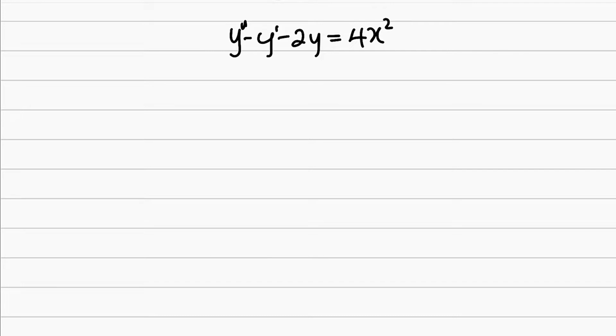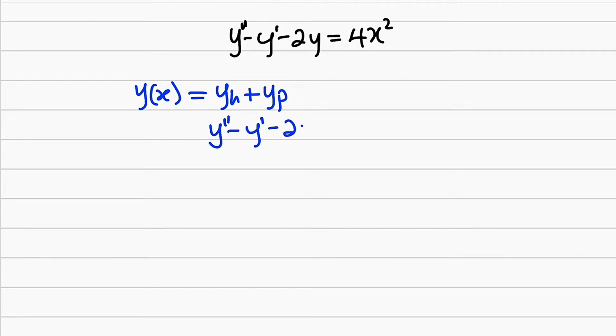Remember that the general solution will be of the form y(x) = y_h, which is the homogeneous solution, plus y_p, which is the particular solution. So now let us begin with the homogeneous differential equation by setting the right hand side equal to 0. We have y'' - y' - 2y = 0.